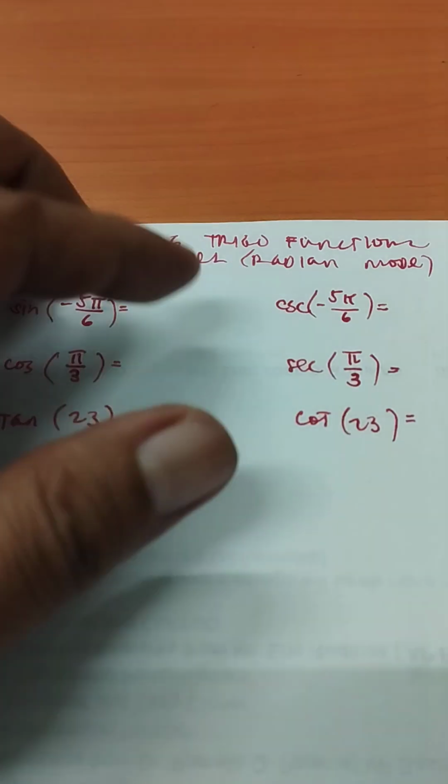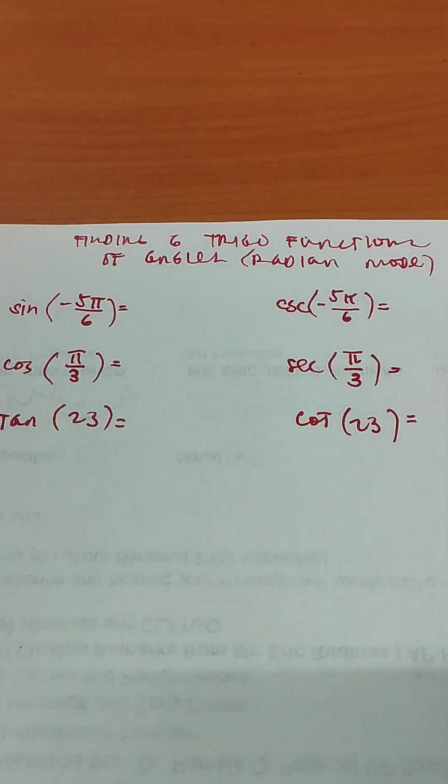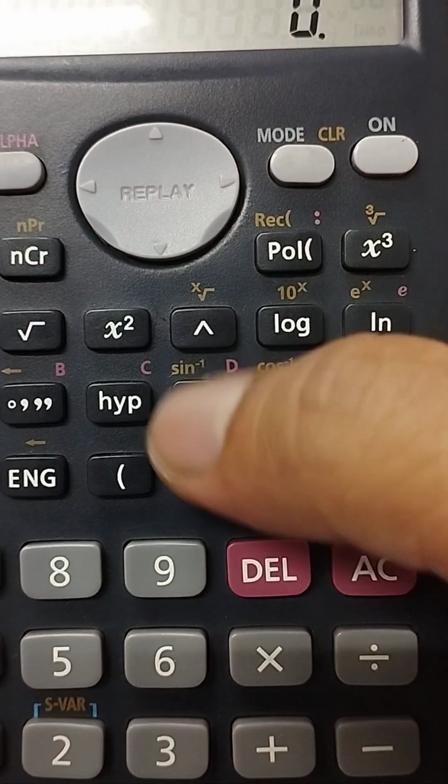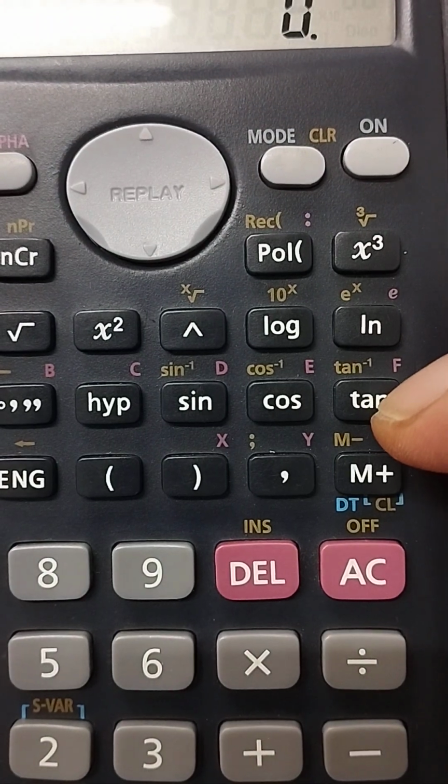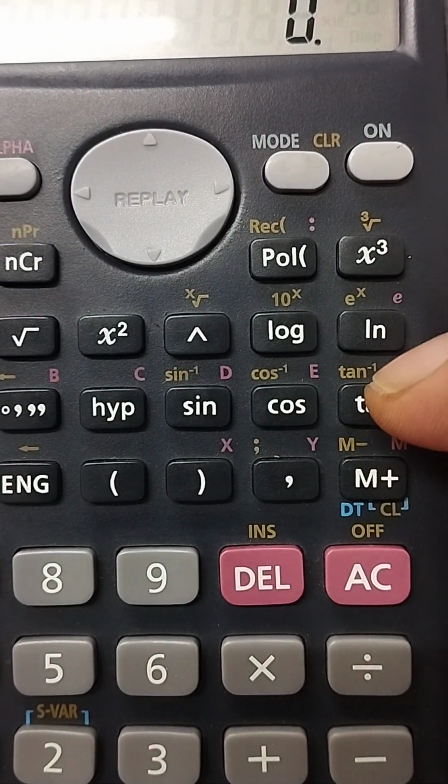Now, remember that cosecant, secant, and cotangent are just reciprocals of the functions that are given on the left, which explains why your calculator only has sine, cosine, and tangent. Please disregard those arc sine, arc cosine, and arc tangent because they belong to a different topic.